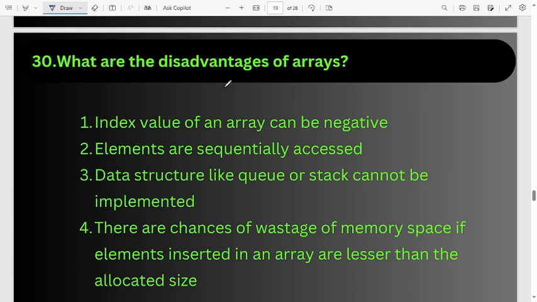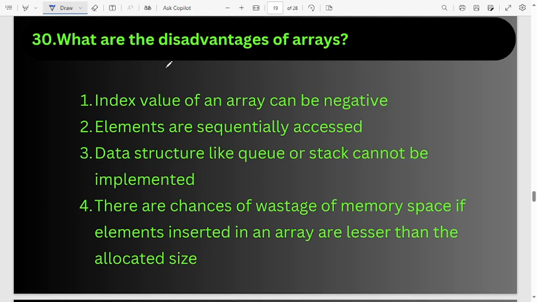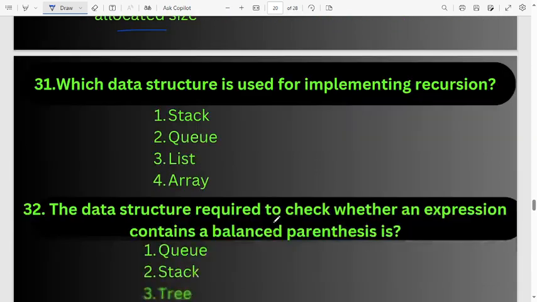30. What are the disadvantages of array? Okay, the question is from data structure. Disadvantage of array. Index value of an array can be negative. Elements are sequentially accessed. So this is right. Data structures like queue or stack cannot be implemented. There are chances of wastage of memory space if elements inserted in array are lesser than the allocated size. Okay, this is the disadvantage of array data structure.